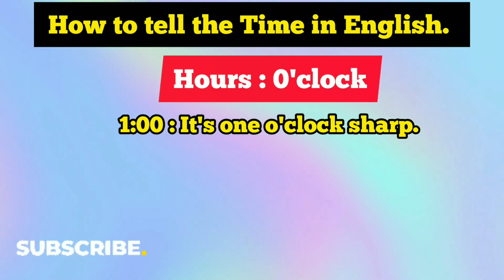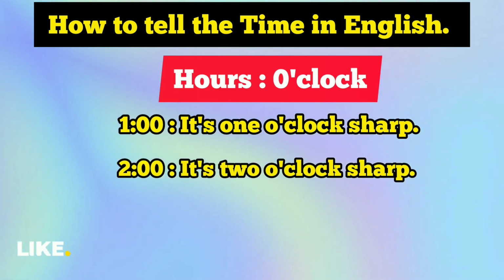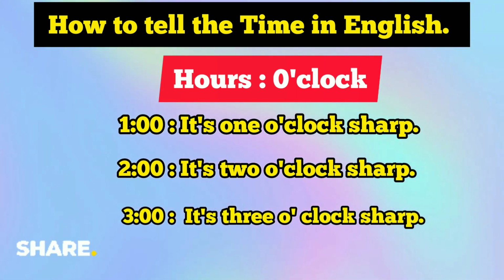So again, you see it's 2. You don't have minutes, so you directly say it's 2 o'clock or 2 o'clock sharp. Similarly, 3 is 3 o'clock or 3 o'clock sharp. So like this way you have to just talk about the hour. So I'm quite sure it's crystal clear how to tell the time in English.